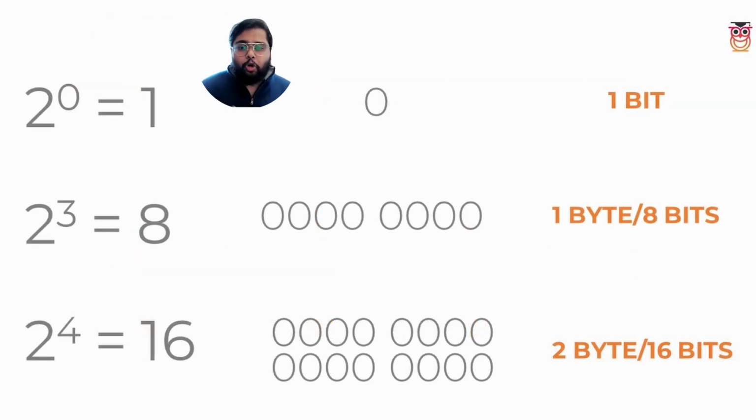To make this whole grouping nomenclature easier, we've got bytes, which is a collection of bits. 1 byte is always 8 bits. 2 bytes would be 16 bits. 3 bytes is going to be 24 bits, and so on and so forth.